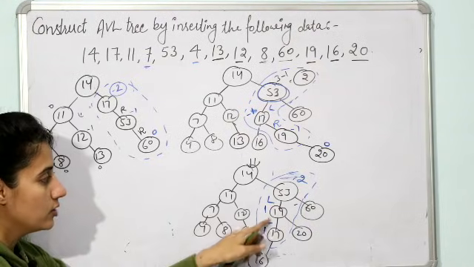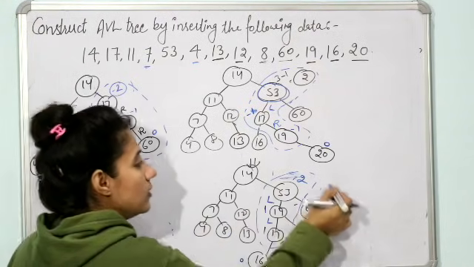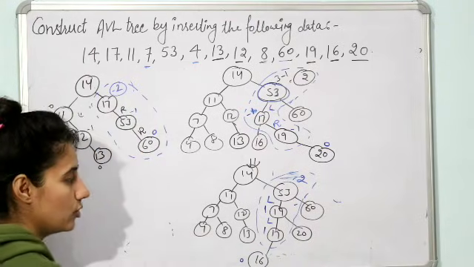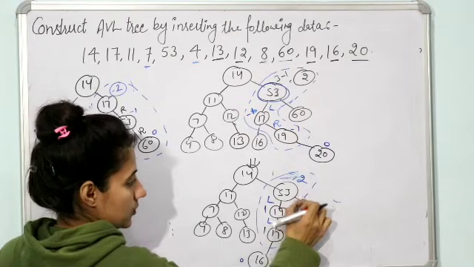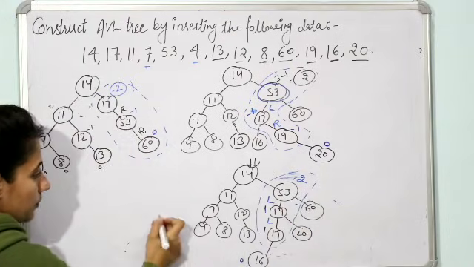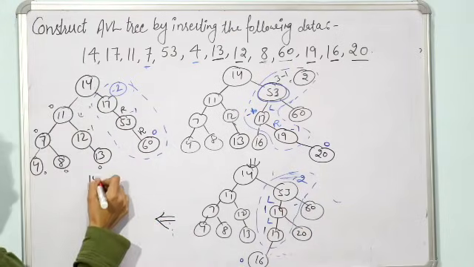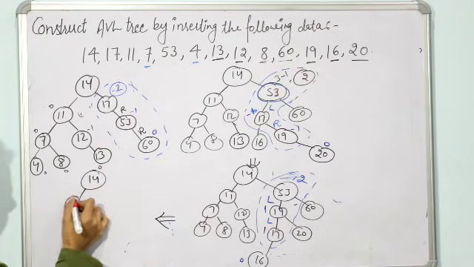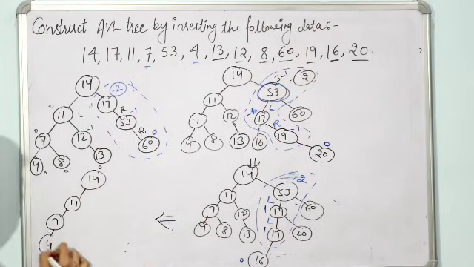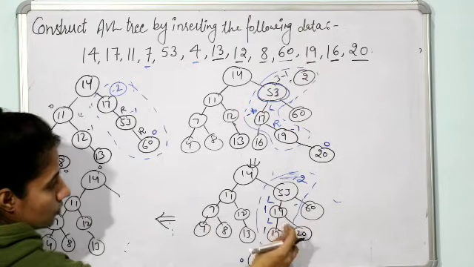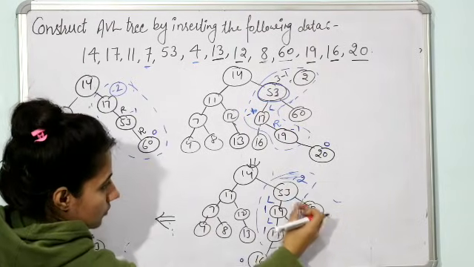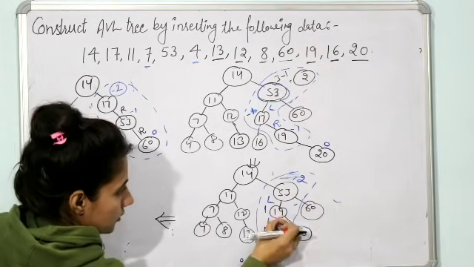Fine. How is LL rotation solved? You will do 1 right rotation. How will the right rotation be done on these three? You will pull this 53 down and 19 would go up. Then the tree would be 14, 11, 7, 4, 8. Here we have 12. Here we have 13. Now do the right rotation. 53 would go down and 19 would go up.